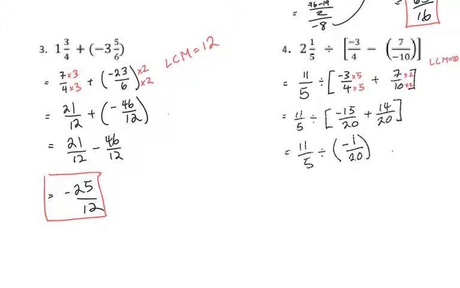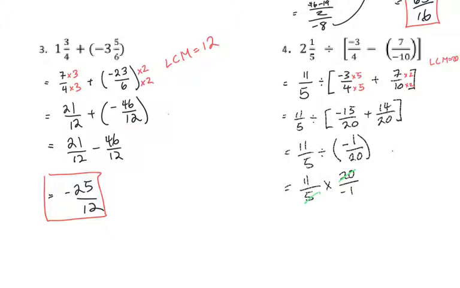The next thing that we have to do is flip and multiply 1 over 20. So we're going to have 11 over 5 times 20 over negative 1. Now let's cross cancel.